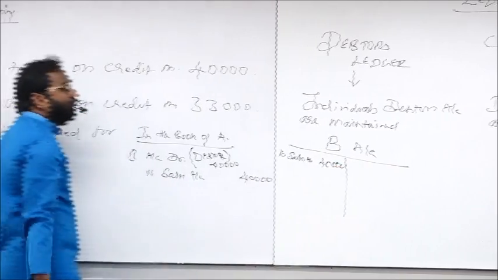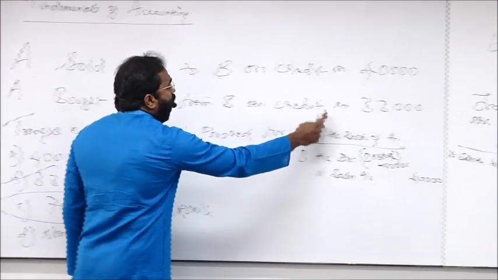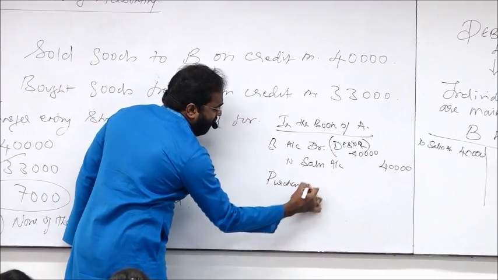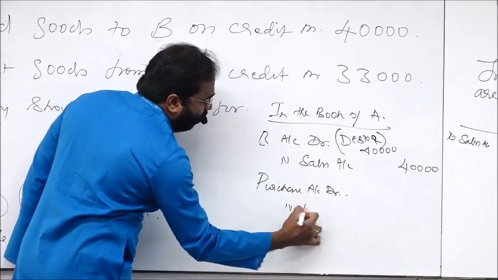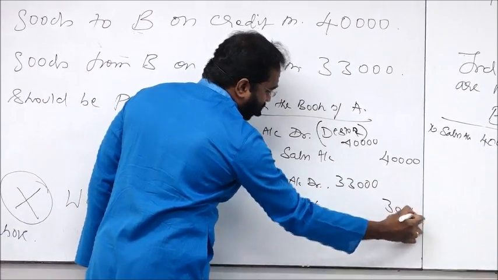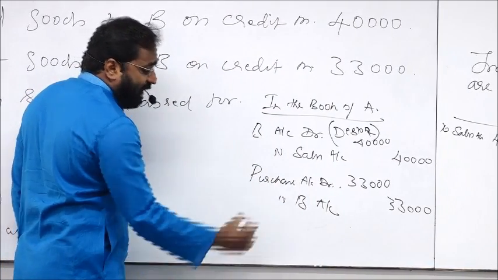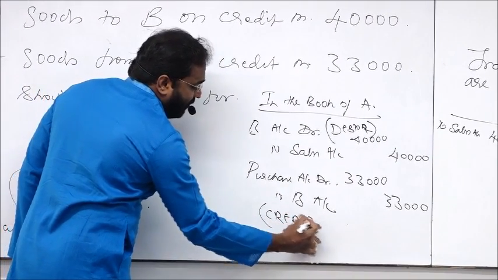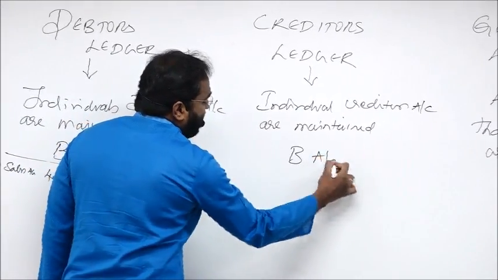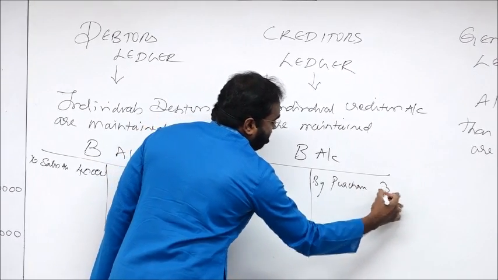Yes or no? Now you see, A bought goods from B on credit rupees 33,000. The journal entry is purchase account debit to B account 33,000. Yes or no? Now this B is a debtor or a creditor? Excellent. Now this B account will be opened in creditors ledger, B account by purchases 33,000.